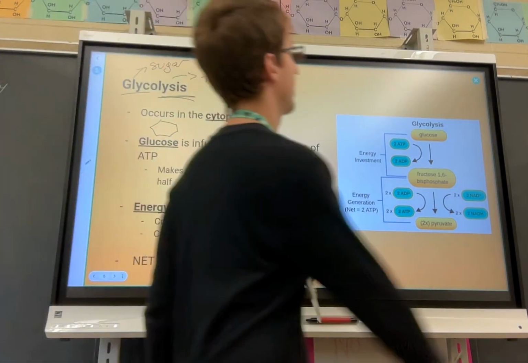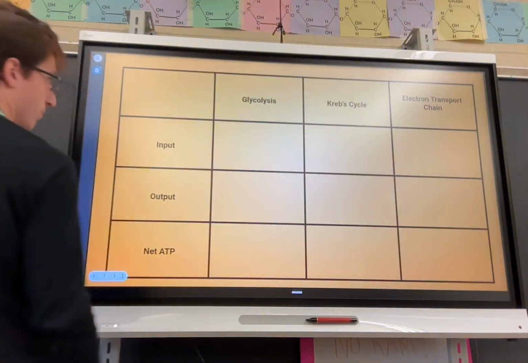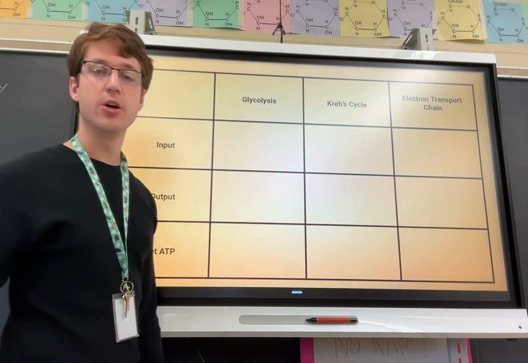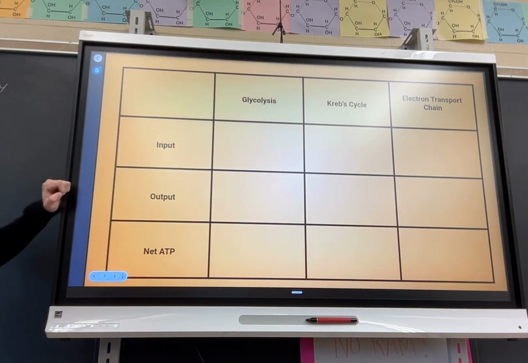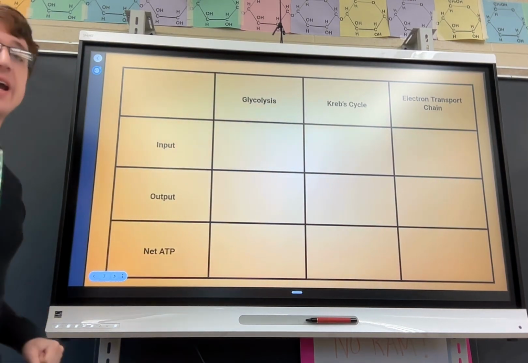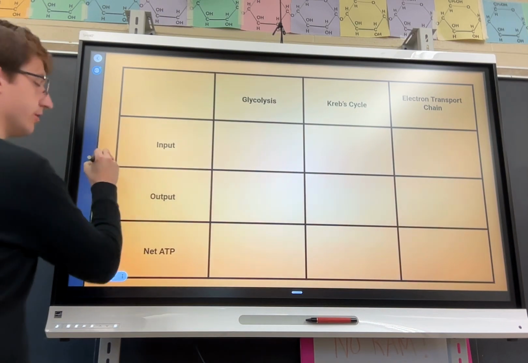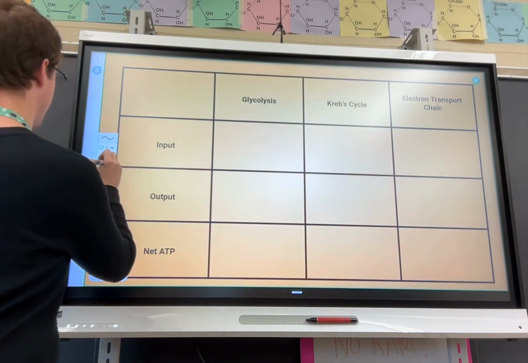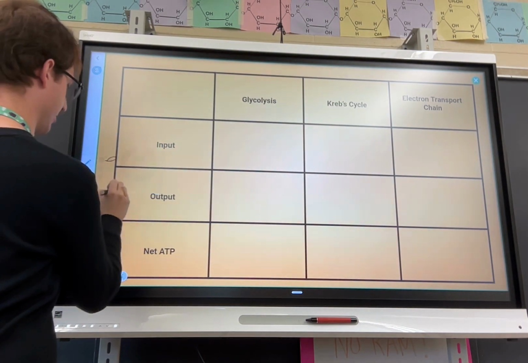Nope, I have drawings, that's why I can't. There we go. Now, take this time with your partner. Go over what the input for glycolysis is, what the output is, and what the net gain of ATP is. Mila, pick a color. Yellow. Let's do the dark yellow just so that I can actually write it.